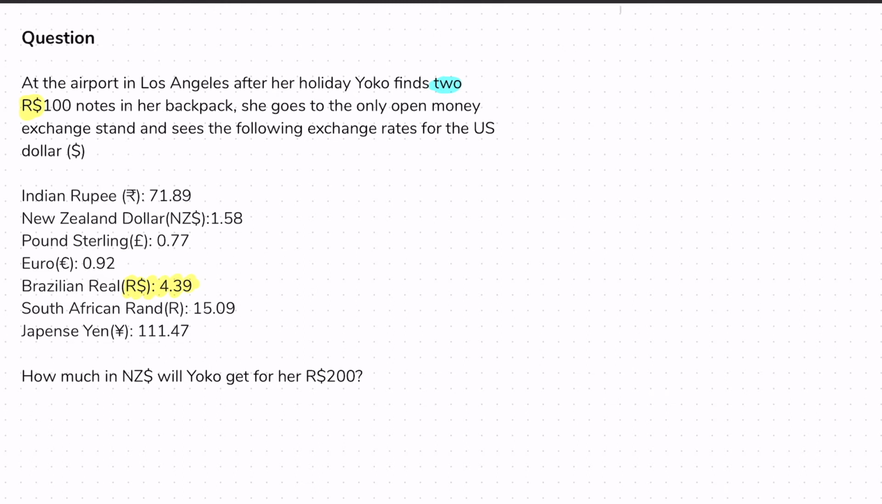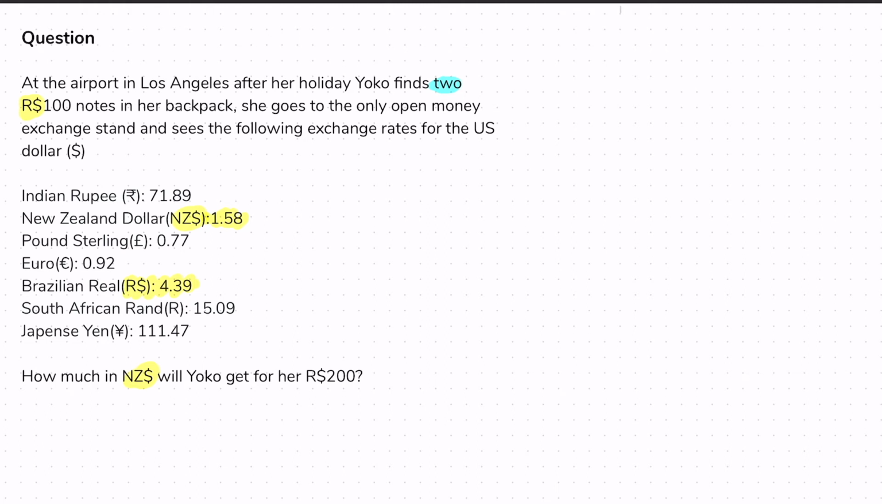How much in NZ dollars? Okay, so this is the other part of the question. NZ dollars is up here, 1.58. Will she get for her 200 Brazilian real? Okay, so what this says to me is that we have to do 2 exchanges. The first, from the money she currently has, the real, into US dollars. And the second, from US dollars into New Zealand dollars.